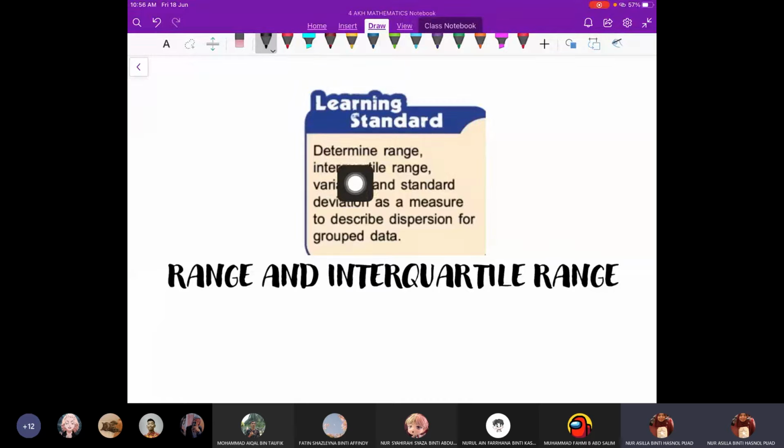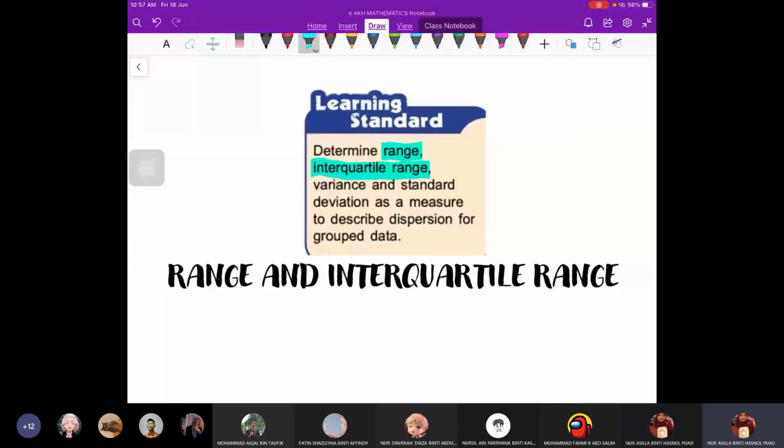So we have to determine a range. So kita dah belajar dah range tu apa. Interquartile range. So this is a new one. Interquartile range. Variance and standard deviation. So variance and standard deviation pun kita dah belajar in form 4. As a measure to describe dispersion for group data. So in form 4, kita ada juga learning standard ni, cuma describe dispersion for ungroup data. So variance and standard deviation kita belajar in form 4 for a different type of data. So bagi group data, the formula will be a bit different. Okay. Sebab itu, since kita dah ada class interval, dia adanya perkataan interquartile range and range.